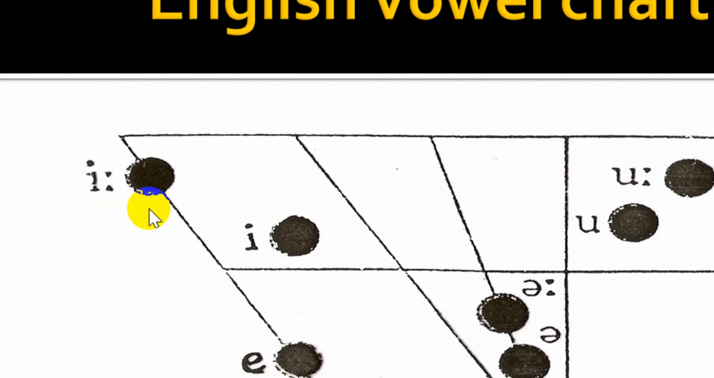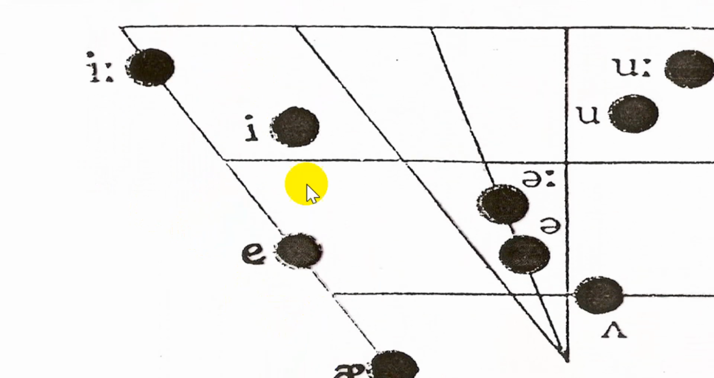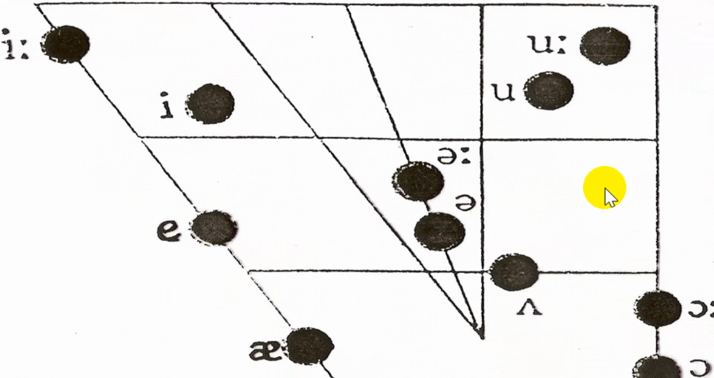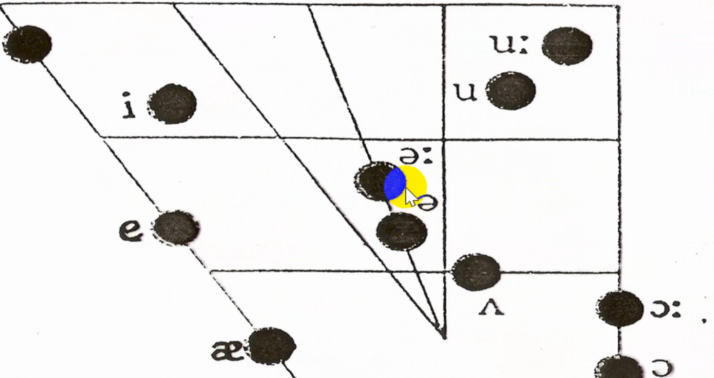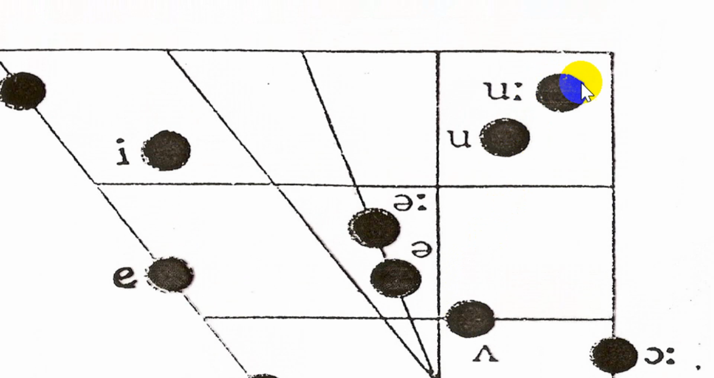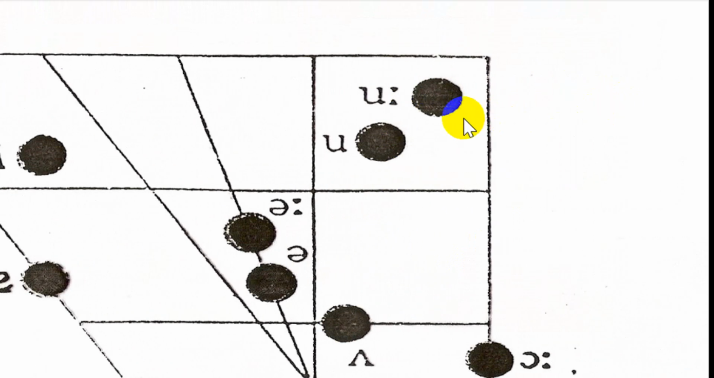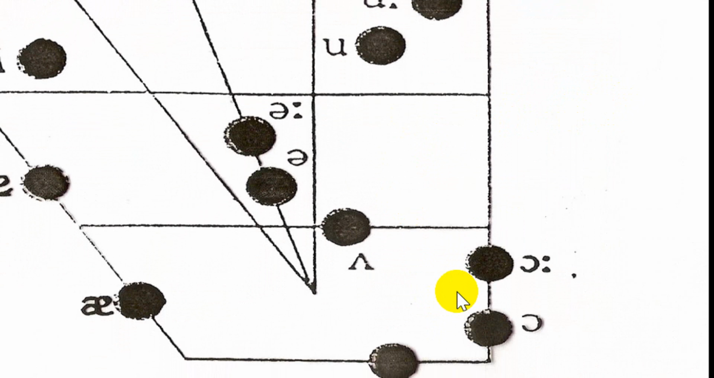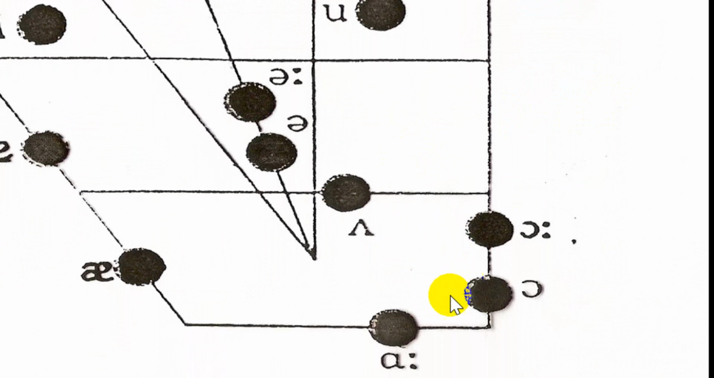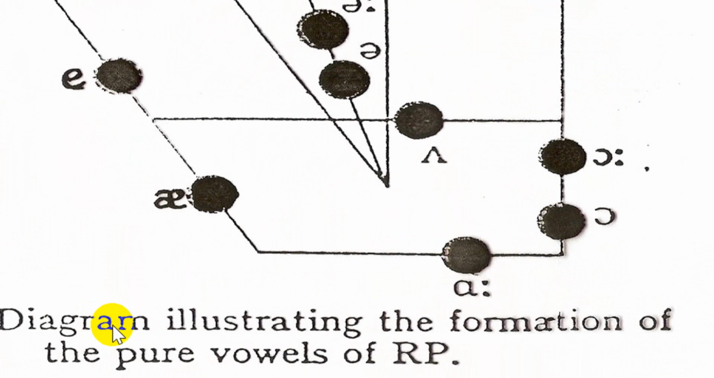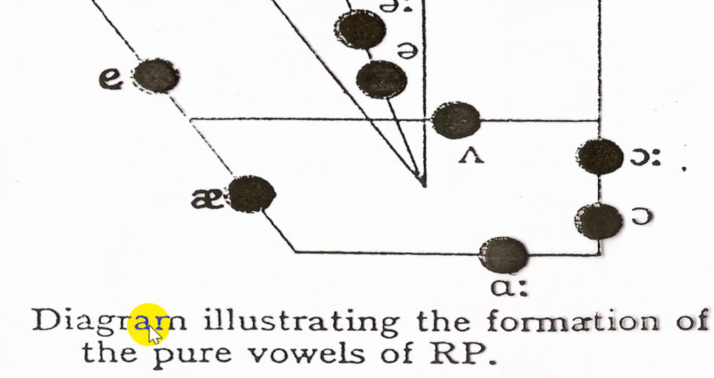Here you have long and short vowels for the front part of the tongue. For the central part of the tongue, we have these and also the schwa, the centralized vowel. And then at the back part, we have these vowels. This is the diagram of the pure vowels of RP, Received Pronunciation.